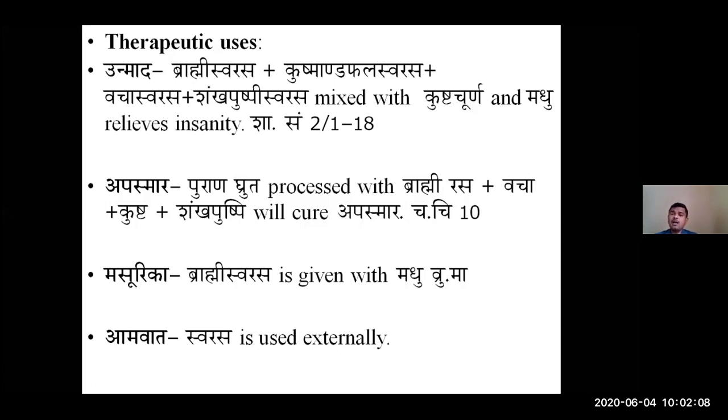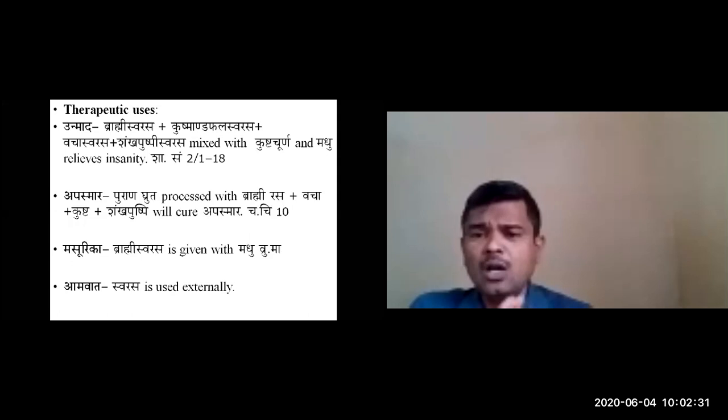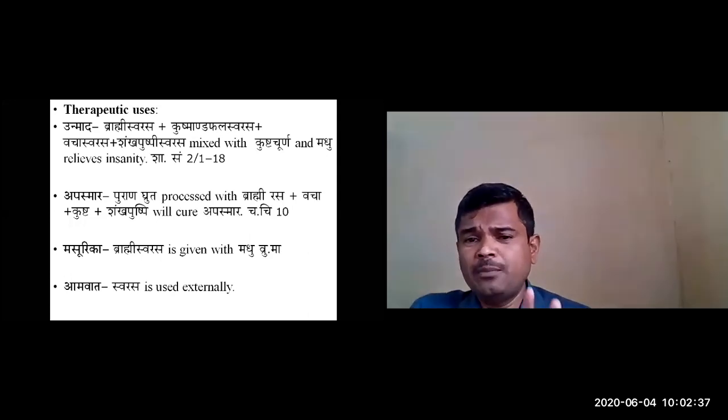So Brahmi Swarasa plus Kushmanda Phala Swarasa. You can take Benincasa hispida, Kushmanda, which belongs to the Cucurbitaceae family. Kushmanda Phala, you can say like Kumbulakai. So from the Kumbulakai Phala, you can extract the rasa, from the fruits of Benincasa hispida. Okay. So Brahmi Swarasa, Kushmanda Phala Swarasa, Vacha Swarasa, Shankapushpi Swarasa. So you collect from these 4 plants.